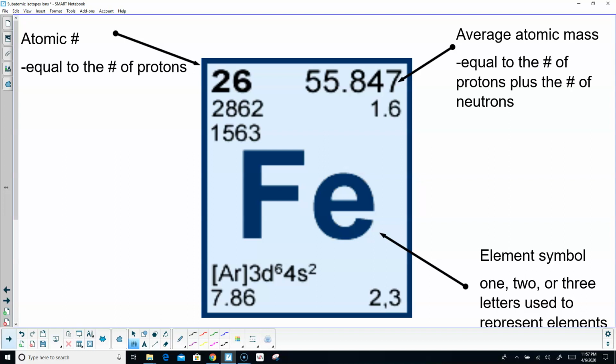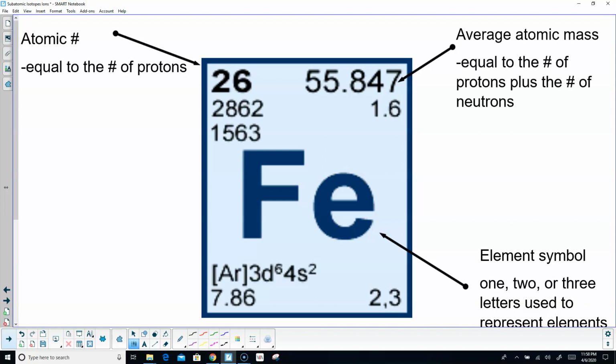It's going to be in either larger font type or bold or something. And you'll notice that it's always a whole number. The atomic number is equal to the number of protons in the nucleus of an atom. That's what defines what an element is. It's the number of protons.